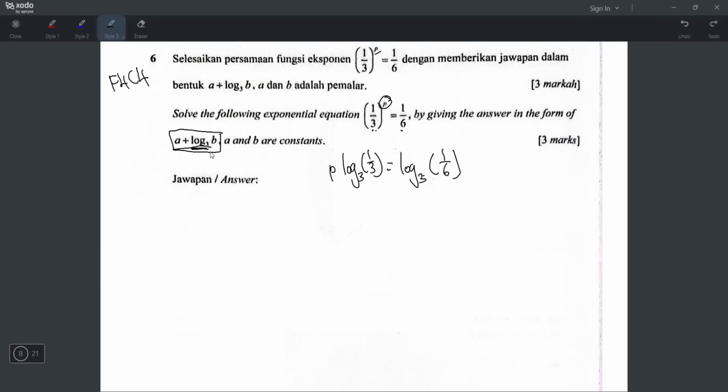But of course, if you use base 3, then both sides also have to have base 3. You can put any base you want, but make sure whatever base you choose here, the other one has to follow. You have to write the same thing.